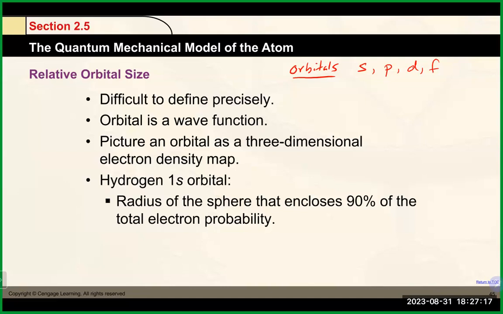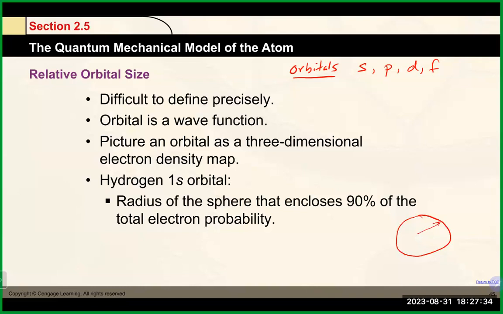So a hydrogen 1s orbital is really just a sphere. And again, like what we saw on the previous slide, it's a sphere. And again, we will see a lightening of that density as you move away from the nucleus.